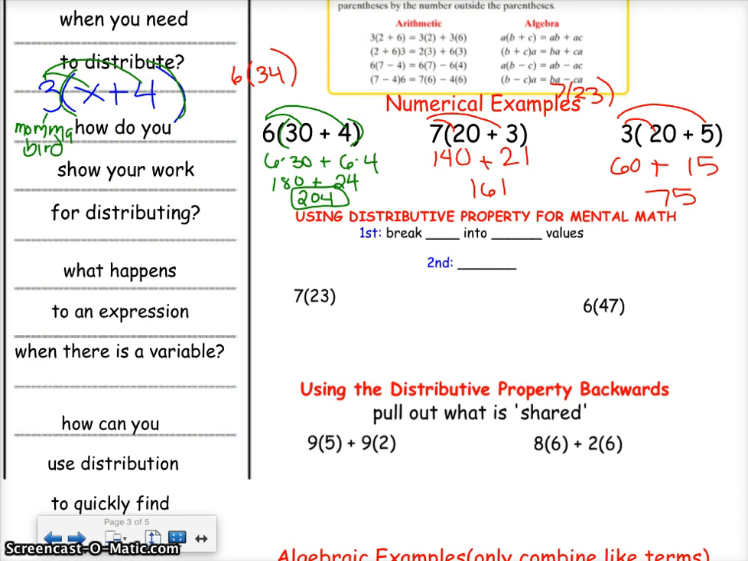So let's say when we look at this first example, 7 times 23, let's pretend a customer got 23 gallons of gas and they got 7 cents off a gallon. I'd be able to quickly in my head figure they'd get $1.61 off. I can do that really quick in my head. I know they get $1.61 off. How did I do that?